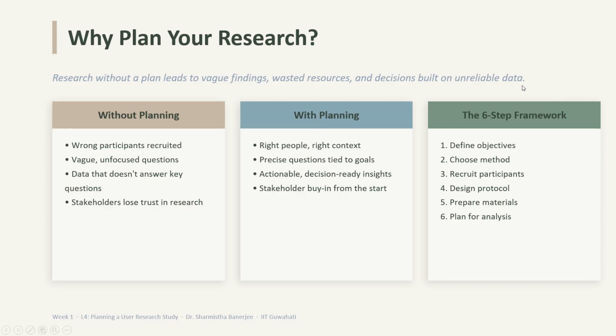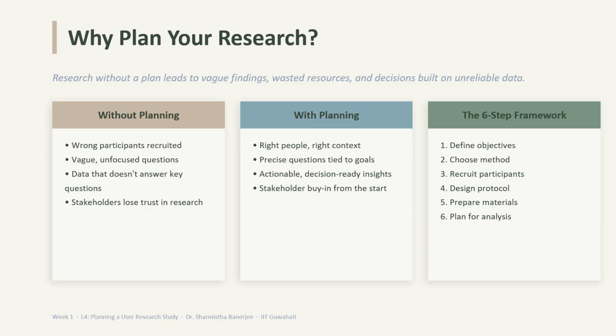In order to do this right planning, we have a 6-step framework which we are supposed to follow. As you had seen in our previous lecture, for any particular research, start with defining the objective, then you choose the right kind of method, then you recruit the right kind and the right number of participants, you establish the design protocol of the research, then you prepare the material, and after the data collection is done, you do the analysis. However, even before you go for data collection, your plan for analysis should already be in place.